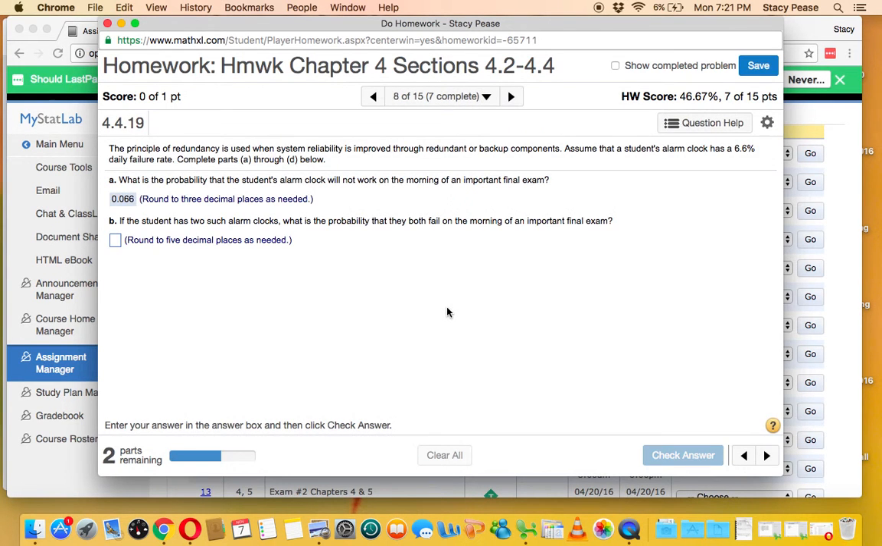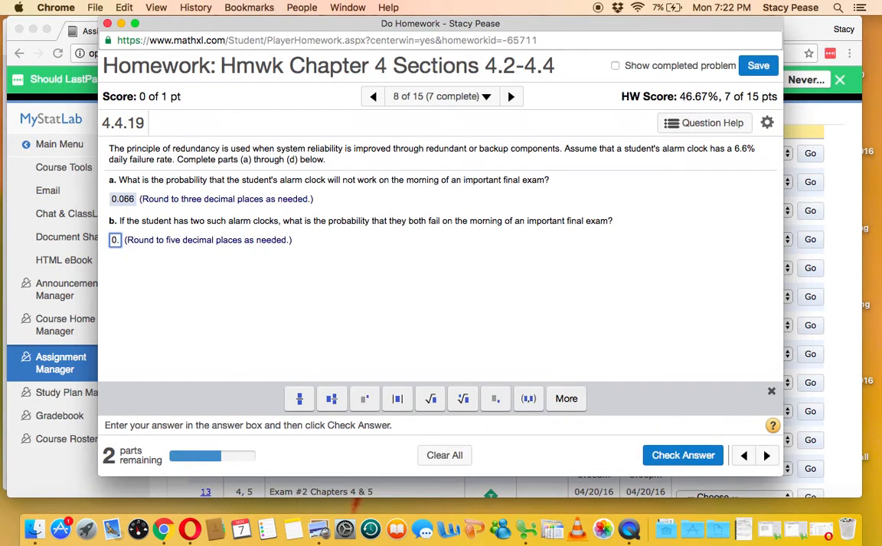Okay, moving on to part B. If the student has two such alarm clocks, so basically two alarm clocks that both have the failure rate of 6.6%, what is the probability that they will both fail on the morning of an important final exam? So we said that the probability of any one failing is 0.066. So to do two clocks, you'll take 0.066 and multiply it by 0.066 to represent your second clock. And you are going to round to 5 decimal points, and you will get an answer like this one.